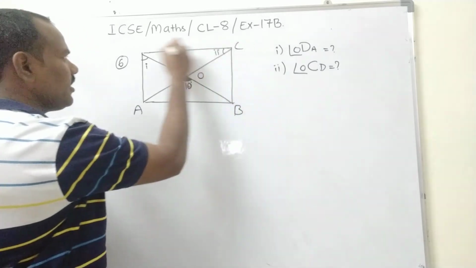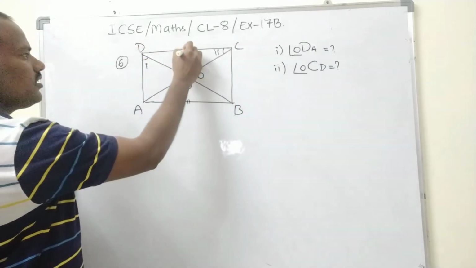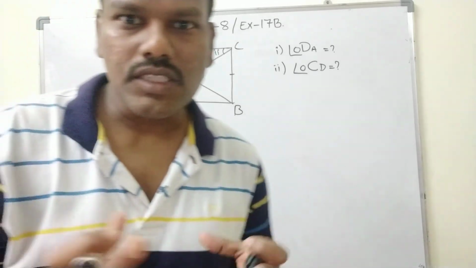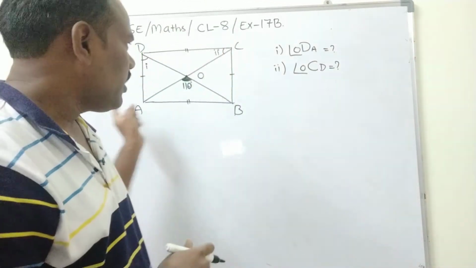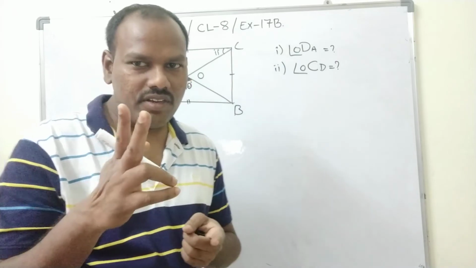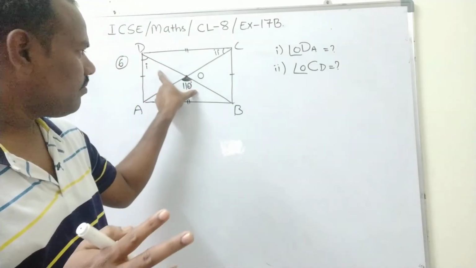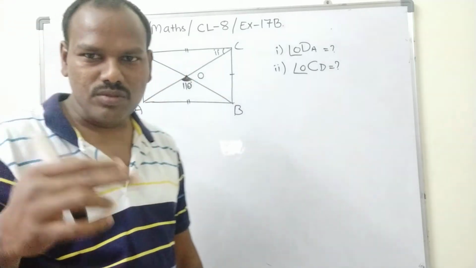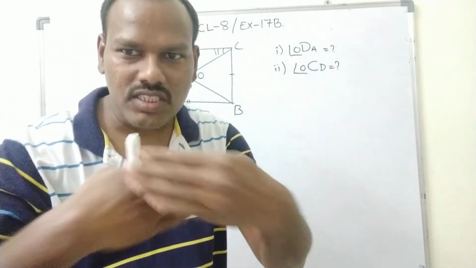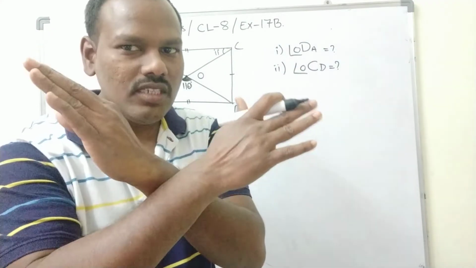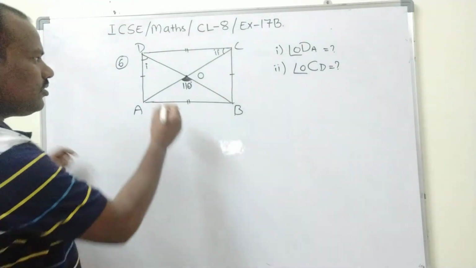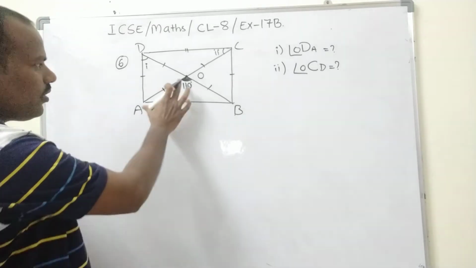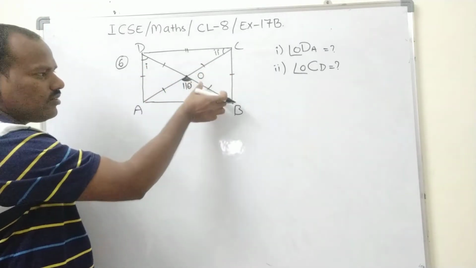ABCD is a rectangle, given. In a rectangle, opposite sides are parallel as well as equal. Not only that, diagonals bisect each other. Means AC will cut BD into two equal parts, and similarly BD will cut AC into two equal parts. That is called bisecting each other. What is the use? The OA length and OD length, OC length and OB length are equal.